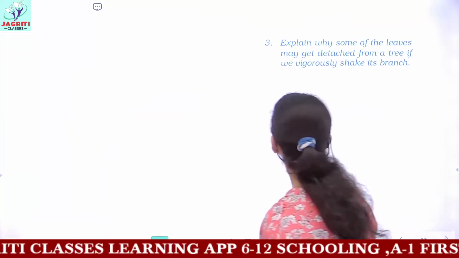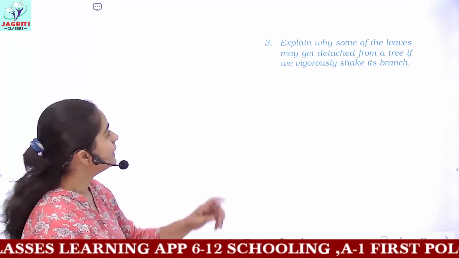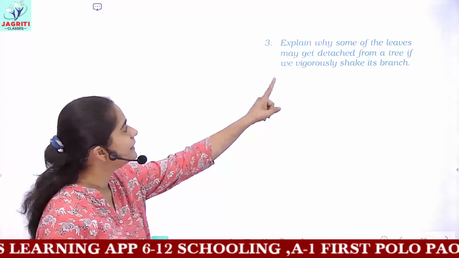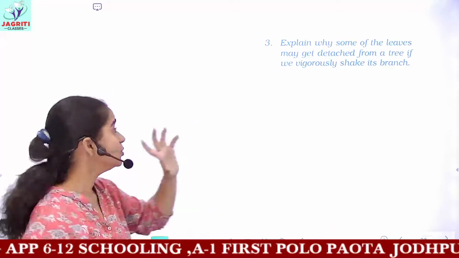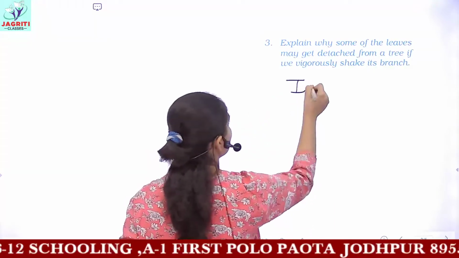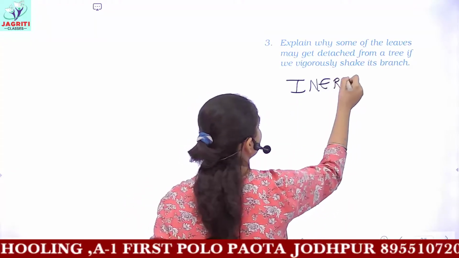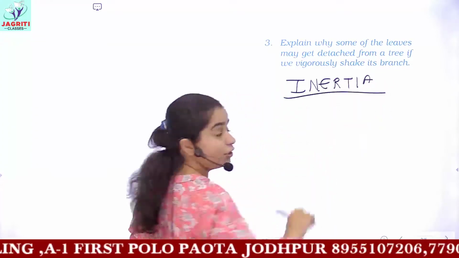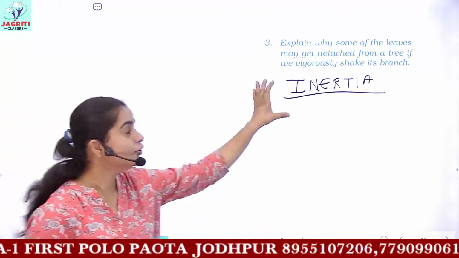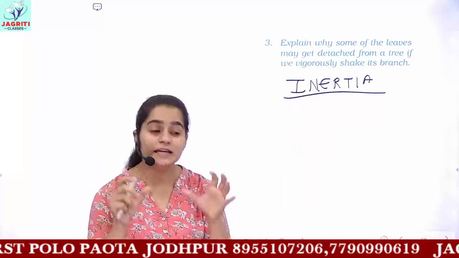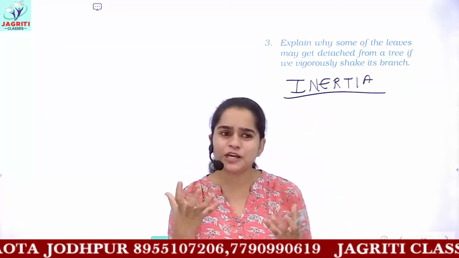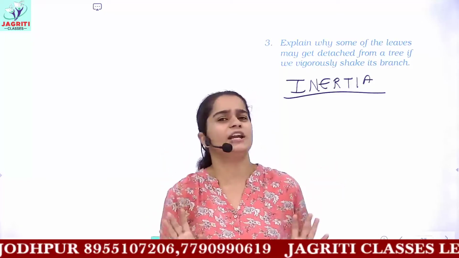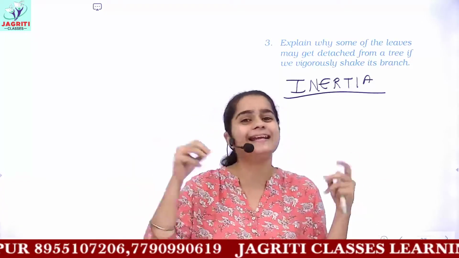Now let's move on to the next question. It is given, explain why some of the leaves may get detached from a tree if we vigorously shake its branches. So the reason for this is inertia. Inertia, I told you in the last video lecture, what do you mean by this term inertia? Inertia is, every object has a natural tendency, if the object is at rest, it wants to remain at rest. It does not want any disturbance.